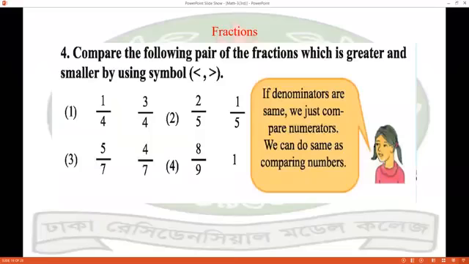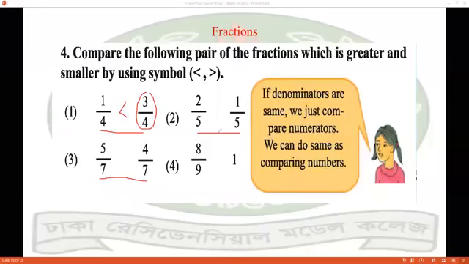Compare the following pairs of fractions, which is greater and which is smaller, by using this symbol. We see that the denominators of the two fractions are the same. Here also the same, and here also the same. So which numerator is greater? Here 1 by 4 and 3 by 4. The denominator is the same, so 3 is greater. So 3 by 4 is greater, and this sign will be used.